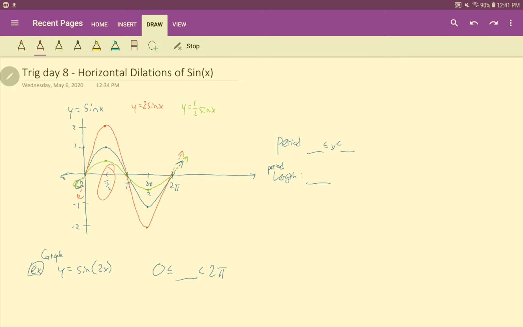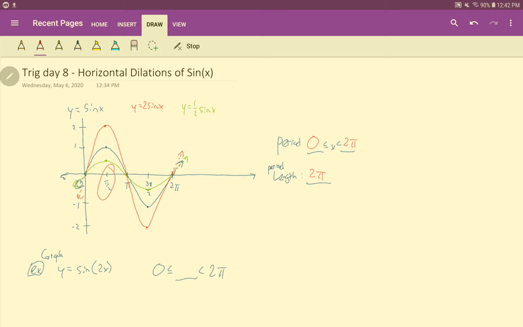Either way, you'll notice that while the vertical stretches change the height of the wave and the depth of the wave, what does not change are the zeros. Also, the length of the period does not change. All these waves repeat every 2 pi. They all start at 0 and they go out to 2 pi and continue on, right?